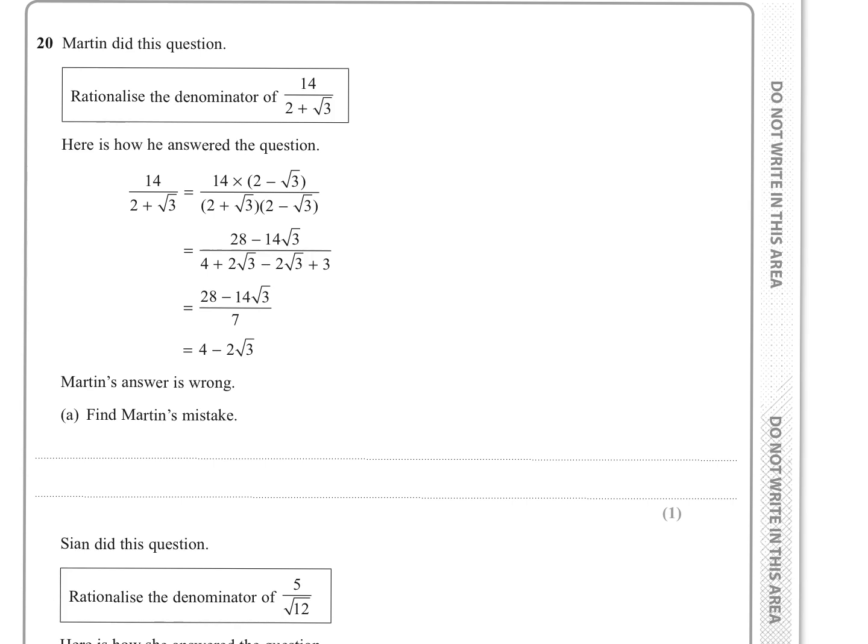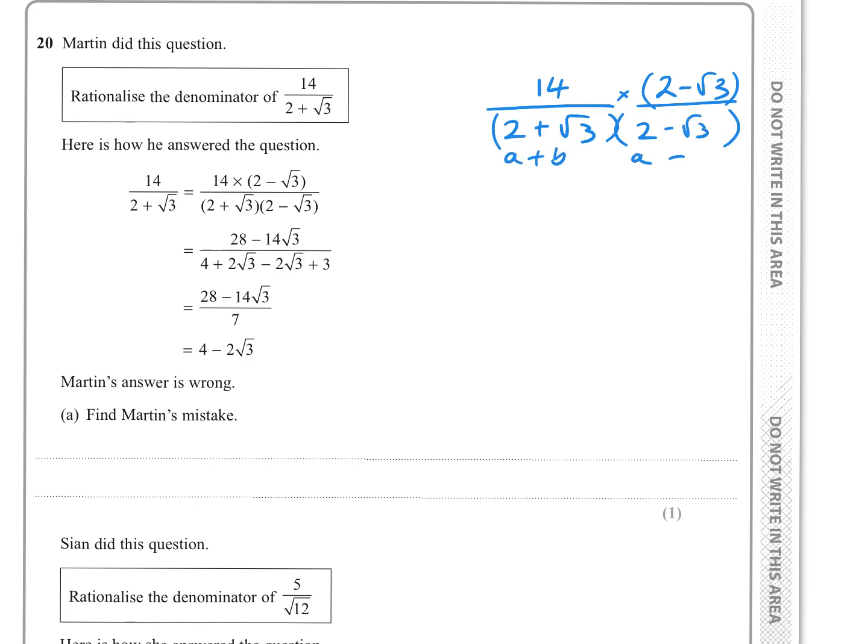Question 20. Martin did this question, and that was to rationalise the denominator. So I'm just going to be having a go and see if I can do this. So I would times top and bottom by 2 minus root 3 to get this difference of 2 squares coming in. So 2 minus root 3. When I say difference of 2 squares, it's like having a plus b and then a minus b. And you should know that a plus b times a minus b is just a squared minus b squared. So that kind of gets rid of the root signs, because it's just going to be a nice number without a root sign.